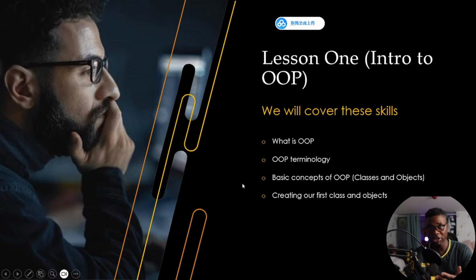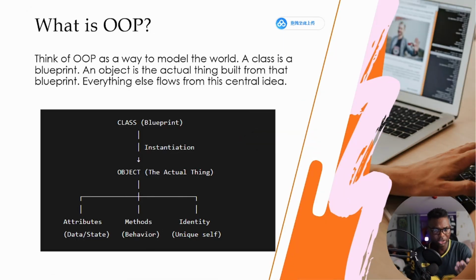So first up, let's get into lesson one. Our lesson one is going to look at intro to OOP. What we will cover in this is what is OOP, then OOP terminology, then basic concepts of OOP, which are classes and objects, and then creating our first class and object. So the last part, that's when we're going to be writing code. But initially, we're going to look at the theory, and then of course we're going to transform that theory into practice. So let's look at the definition.